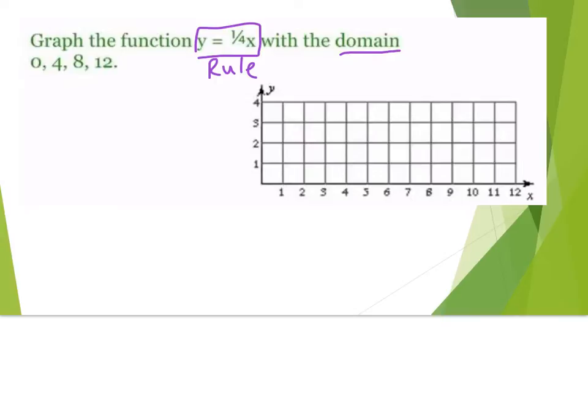Now what is the domain? That's a term from last video. Well, wait a second. Isn't the domain all the inputs or the x values? Why, yes, of course it is, right?